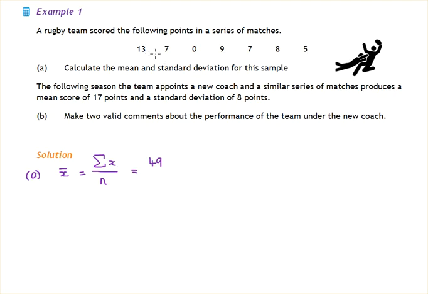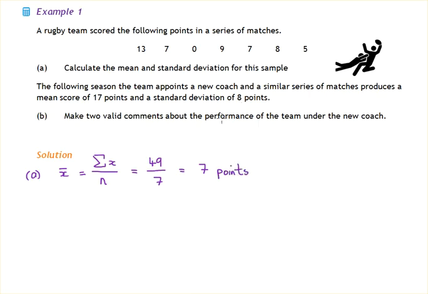Now, in this example, when we add these together, we get 49, and it really is a good idea not to write out the addition. You don't need to write 13 plus 7 plus 0, etc., but get the total there so that you know what sigma x is equal to, because you'll need it later on. And n is 7, and when we do this division, we get 7. Now the mean is measured in the same units as the original values, so it's points in this case. So 7 points.